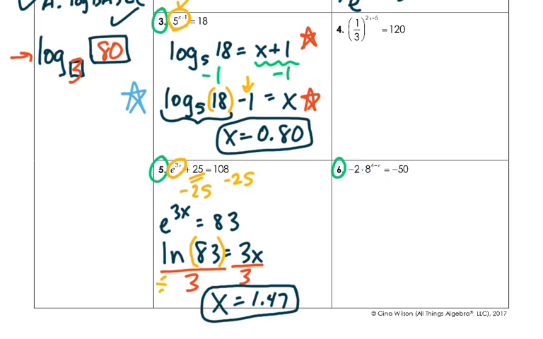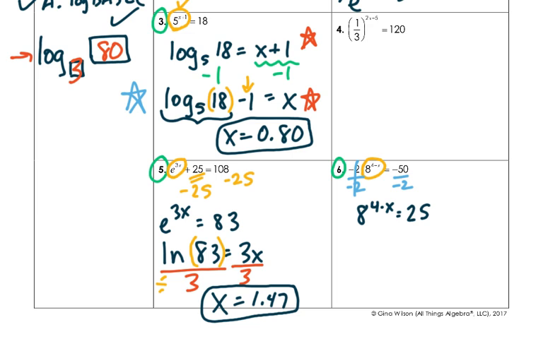Another instance where the base term, the e to the, is not by itself. What's happening? Looks like it's being multiplied. So why don't we divide? I'll divide both sides by -2 to get that out of the way. And I should get 8 to the 4 minus x equals negative 50 divided by negative 2 is positive 25.